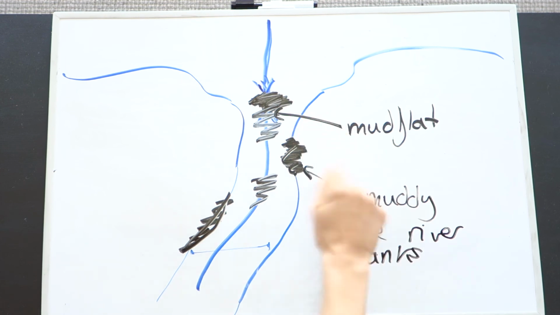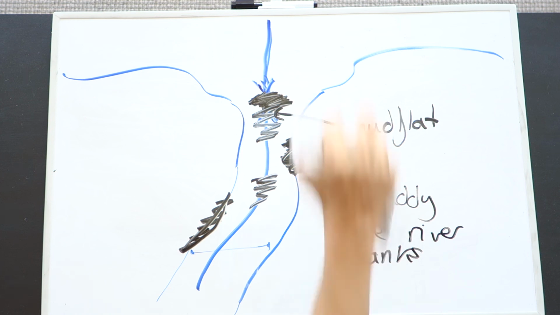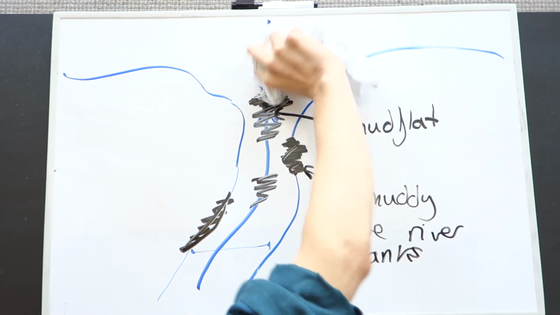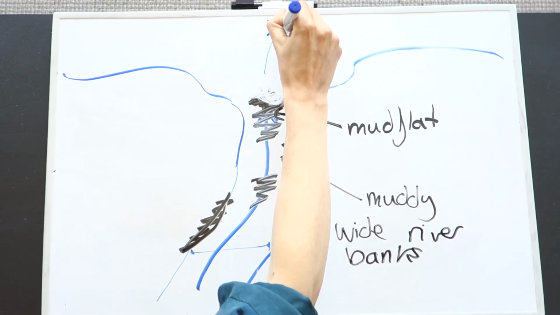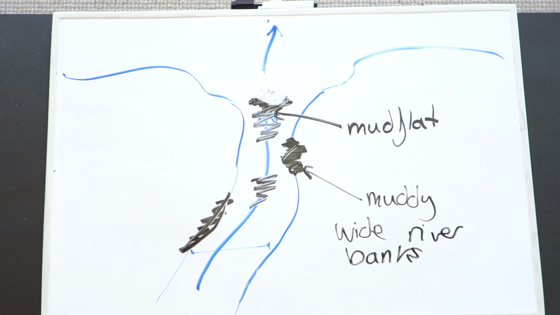You tend to only see these mudflats and the river banks when the tide is low, so when the water in the ocean is out at sea. So when the tide turns again, when there's low tide, the water flows out to sea.